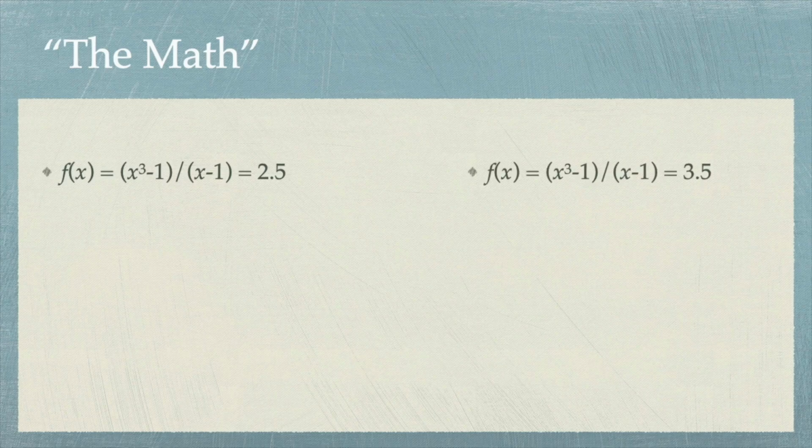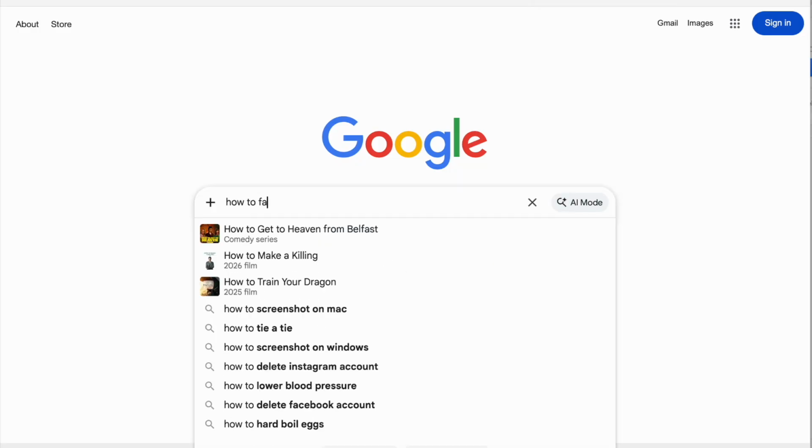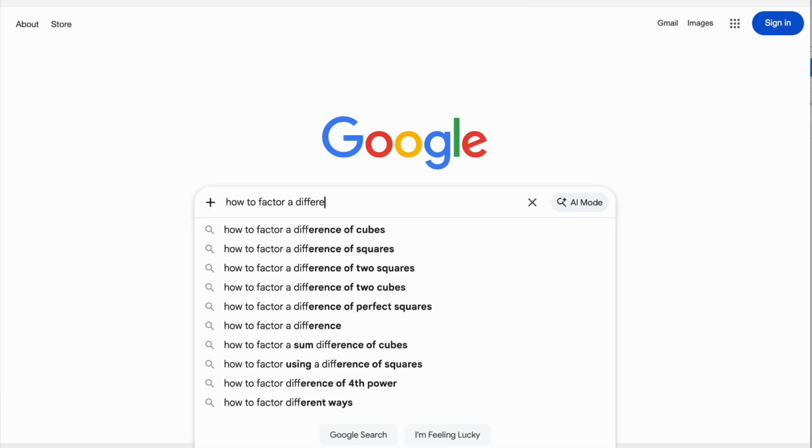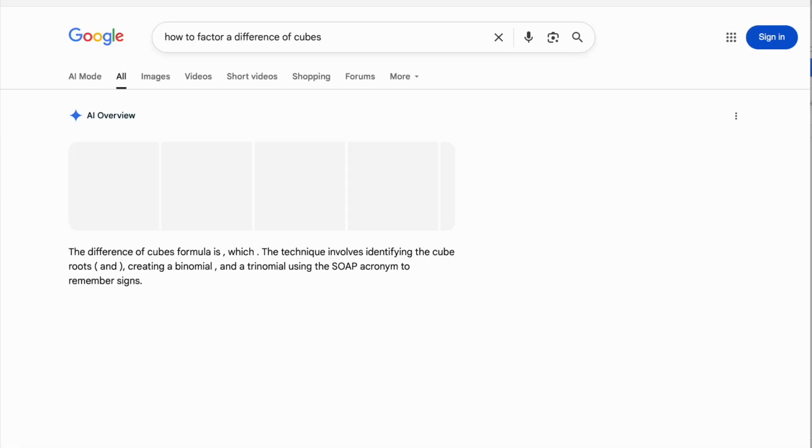Now to solve this, it's a little complicated, hence our choice of linear functions before. And you need to remember that you can factor the difference of cubes. Now, I had to look this up because although I've taught algebra a lot of times, it's been a while and I didn't remember. However, isn't the internet a wonderful thing?